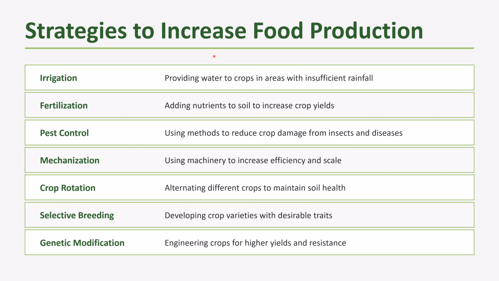Here are some strategies to increase food production. First is irrigation, providing water to crops in areas with insufficient rainfall. Fertilization, adding nutrients to soil to increase crop yields. Pest control, using methods to reduce crop damage from insects and diseases. Mechanization, using machinery to increase efficiency and scale. Crop rotation, alternating different crops to maintain soil health. Selective breeding, developing crop varieties with desirable traits. Genetic modification, engineering crops for higher yield and resistance.